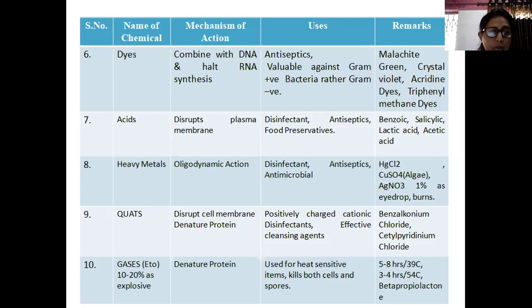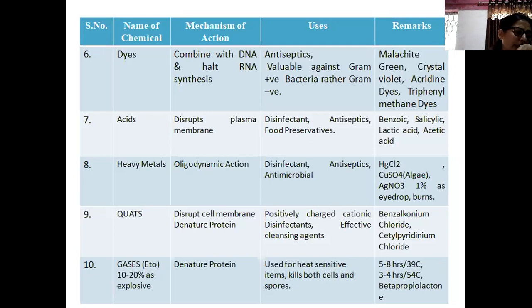Now comes another type. These were the liquids which we use as chemical sterilisants. Now the gaseous sterilization. The common gas we use as a sterilisant is ethylene oxide. Very heat-sensitive items such as plastic petri dishes, syringes, heart-lung machine components, and catheters are sterilized with the help of ethylene oxide. The mechanism of action is that it denatures the protein, and it kills the cells as well as the spores.